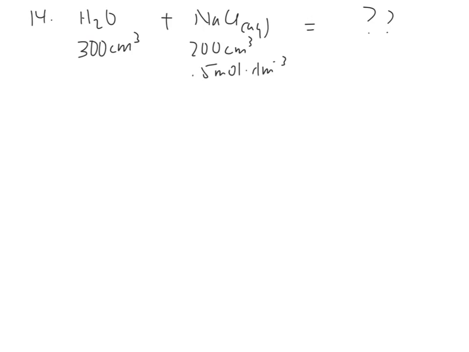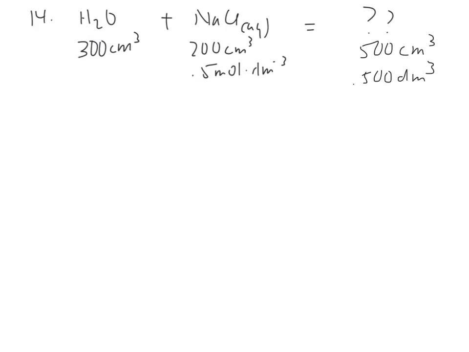So number 14 tells you add 300 cc's of water to a solution of 200 cc's of 0.5 molar sodium chloride. What's the new concentration? Well, my new volume is pretty easy to come up with. That's going to be 500 centimeters cubed, or half a liter, so 0.500 decimeters cubed.